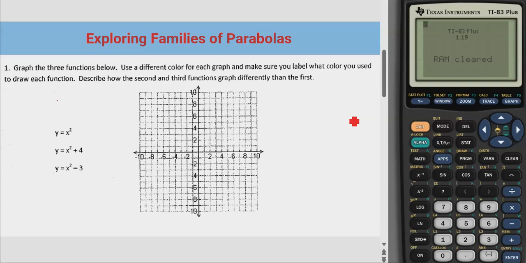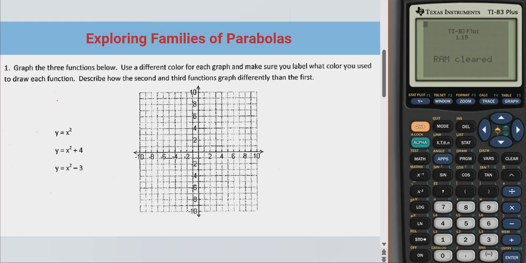All right, an intro lesson for chapter 2. We are looking at families of parabolas. So in chapter 1, we graphed a lot of lines, looking at linear equations and linear functions. In chapter 2, we're going to be looking more at parabolas, a U-shaped kind of graph. So we're just looking at how different things that we add to these equations impact what our graph looks like.